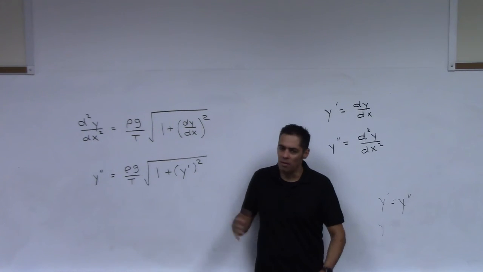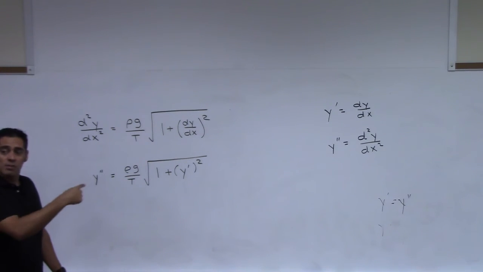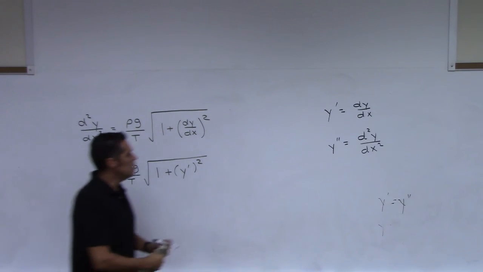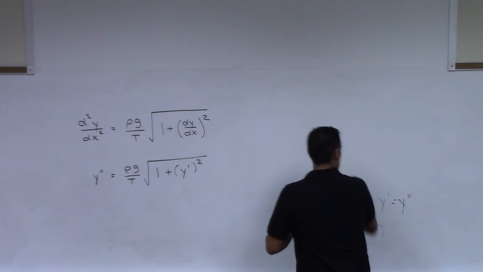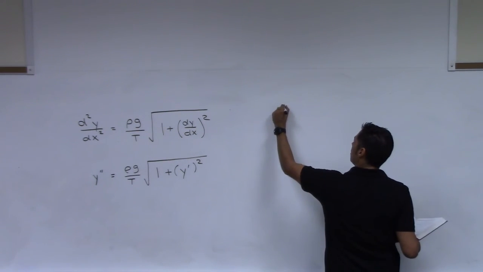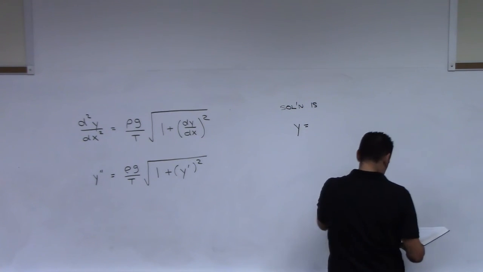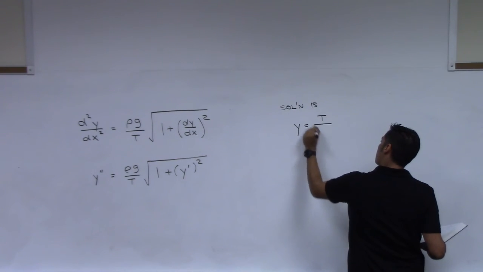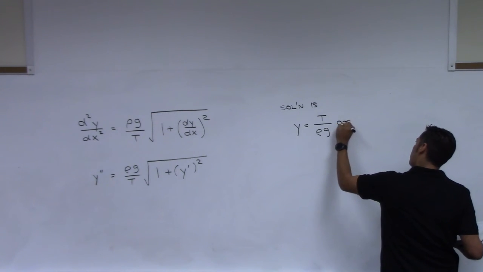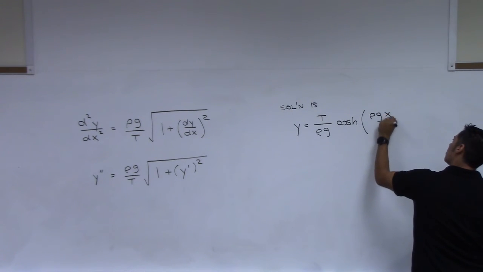What works here? Well, you take a class called Differential Equations and you learn how to find the solutions to this. I'm going to give you the solution to this right now, and then we're going to show that it does solve this. All right, that's all I'm going to do. So I'm here to tell you that the solution to this differential equation is y equals T over rho g, and then cosine hyperbolic of rho g x over T.